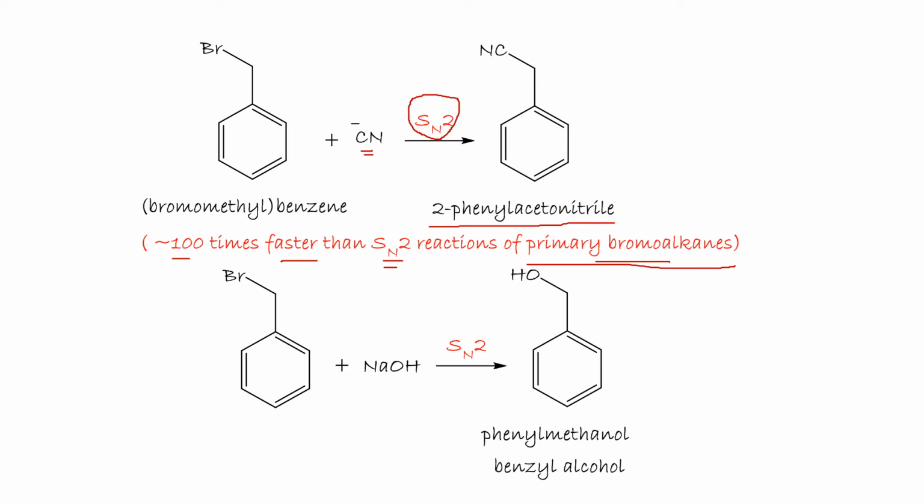Again, bromomethylbenzene or benzyl bromide with sodium hydroxide will go SN2 to form phenylmethanol, or what we call benzyl alcohol.